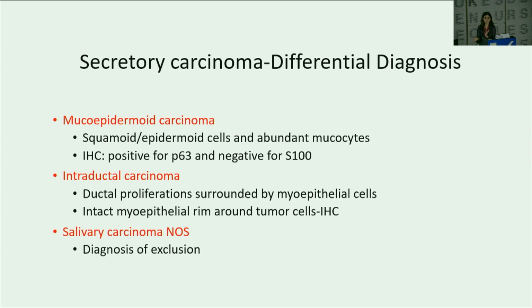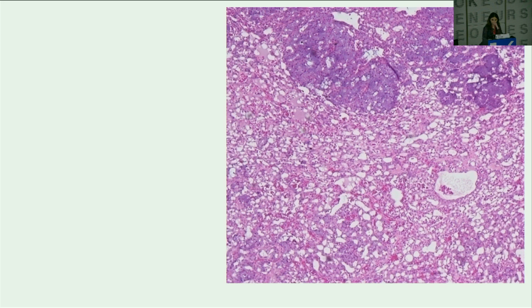And salivary carcinoma, NOS, is really a diagnosis of exclusion. Before you make this diagnosis, you have to make sure it's not secretory carcinoma or other specific types of salivary gland carcinoma. Okay, what do you think of this case?